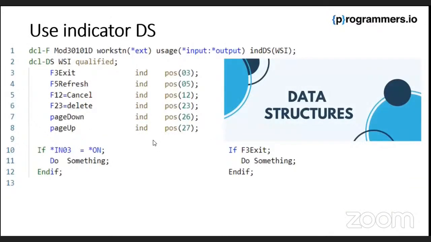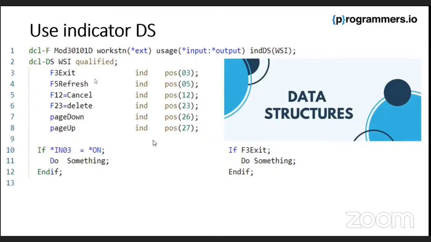So use indicator DS. Basically what happens is we usually use 03 for exit purpose. When we have to write 1000 lines or 2000 lines of code, we can understand what 03 is doing, what 05 is doing, what 12 is doing. After a few days or few months, when we open that code again in that scenario, the data structure of indicators, INDARA, is quite helpful for that.